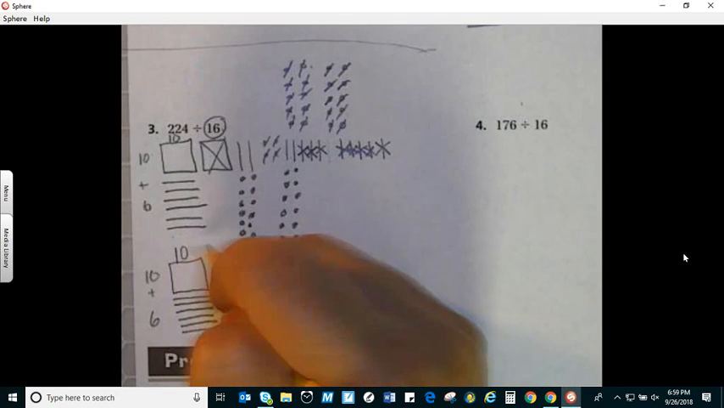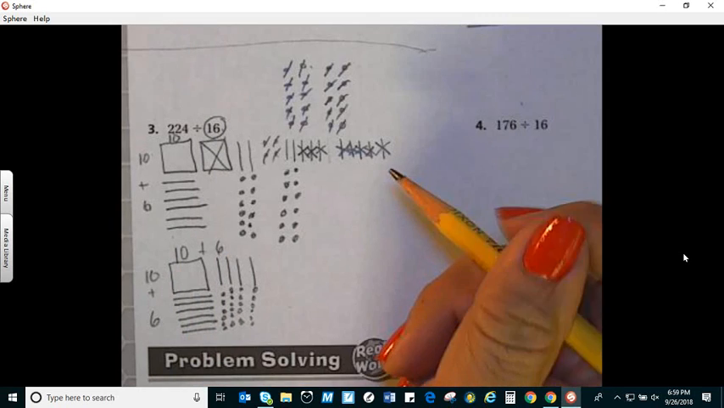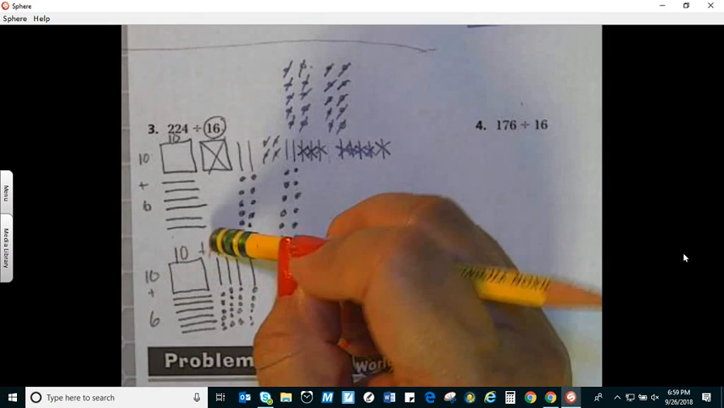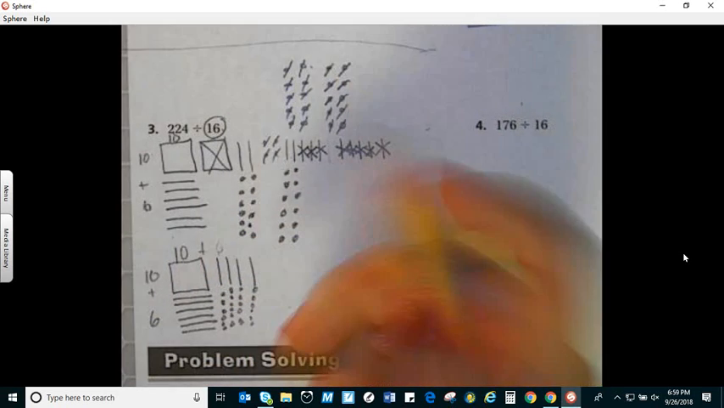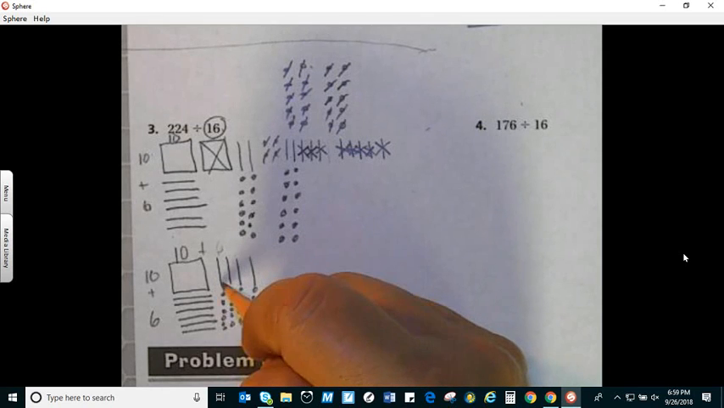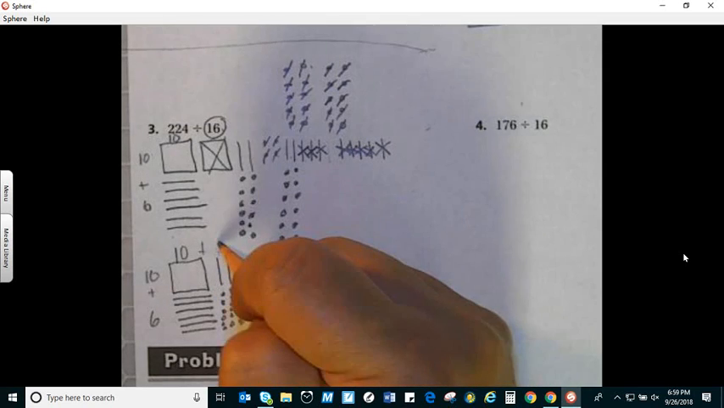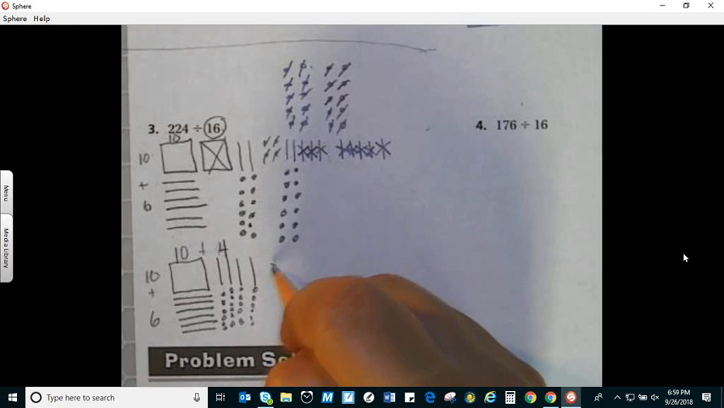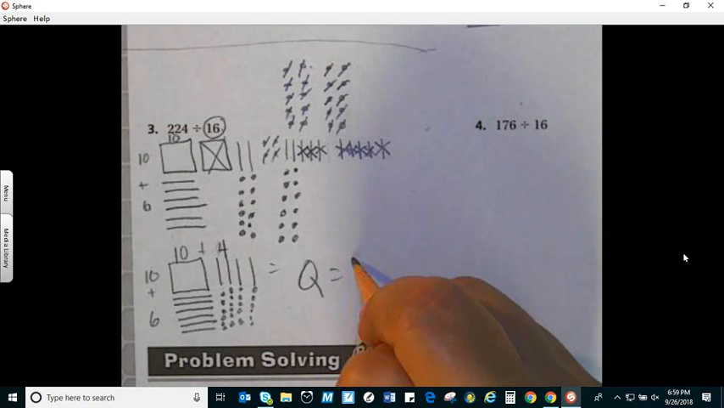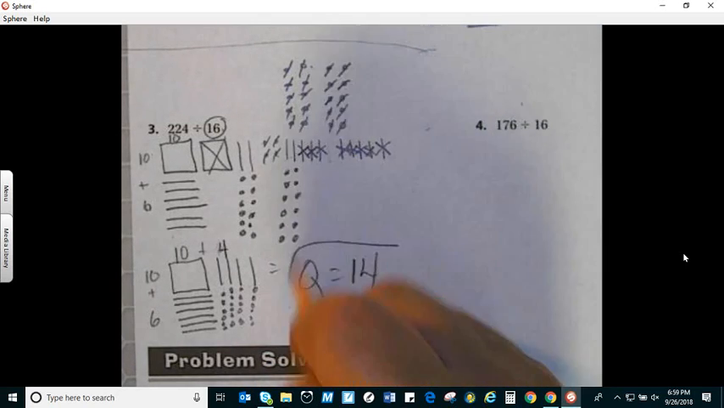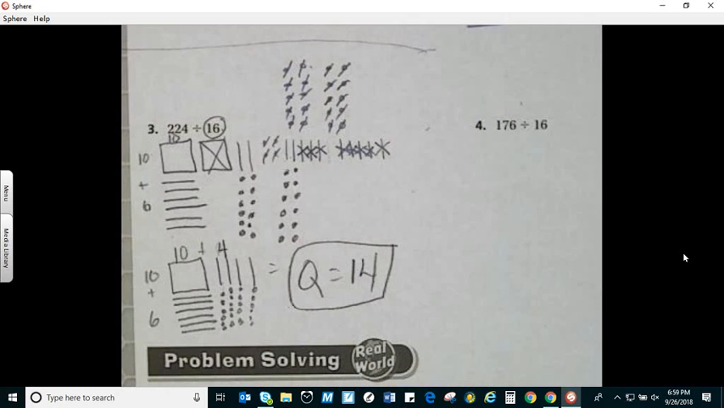Here I know there's 10 plus my 6. Oops, is that true? No. I've got 6 on the brain right now. The extras I added was 1, 2, 3, 4. And so my answer is equal to, my quotient is equal to 14. Okay, so you see how that one worked out? Great. All right, now let's move over to this last one.